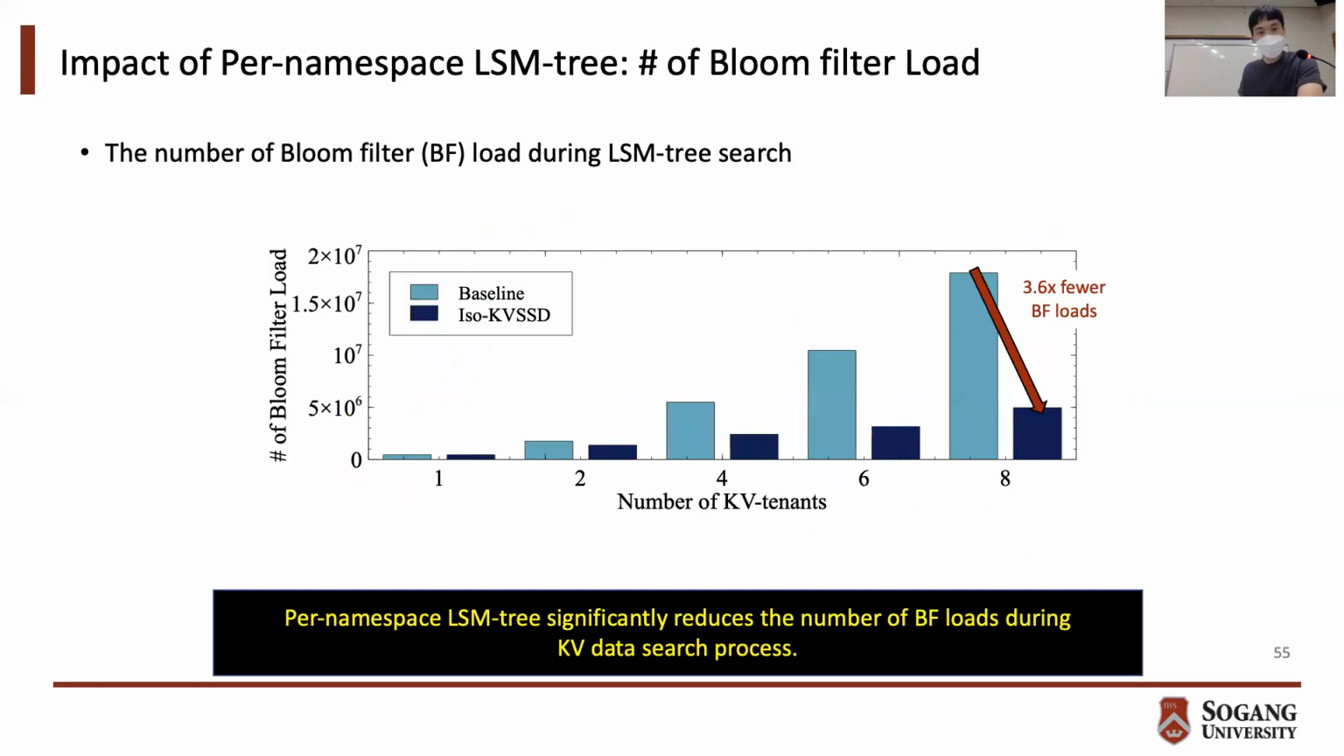Also, we measure how many Bloom filter rows are performed during get, particularly when the number of tenants is 8. ISO key value SSD results in 3.6 times fewer Bloom filter rows than the baseline.